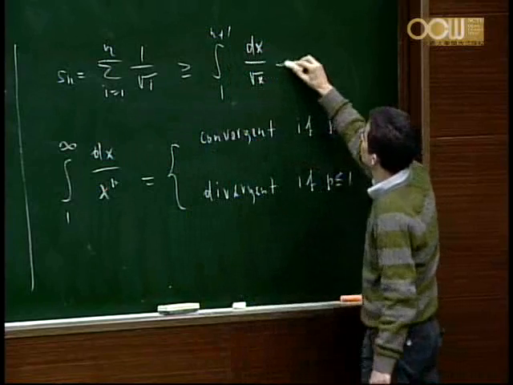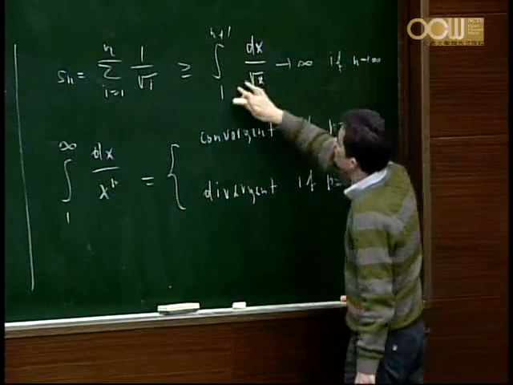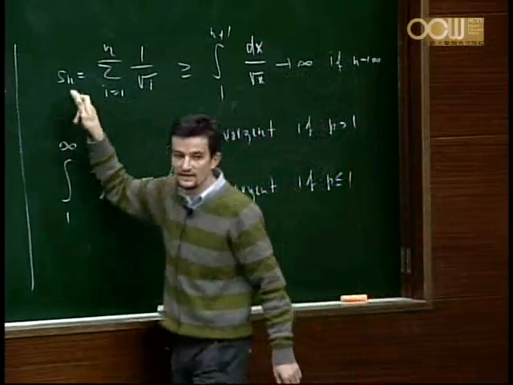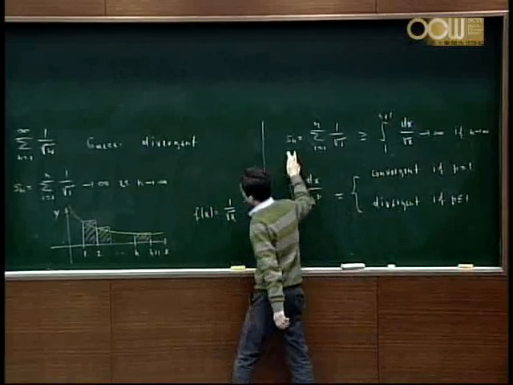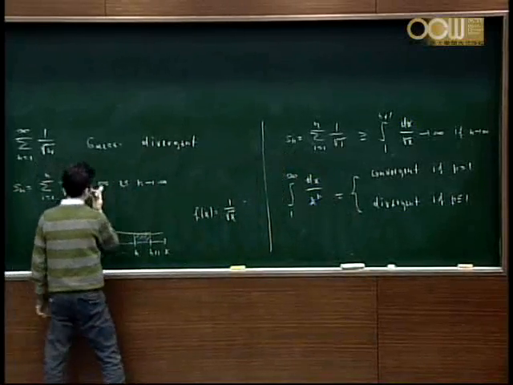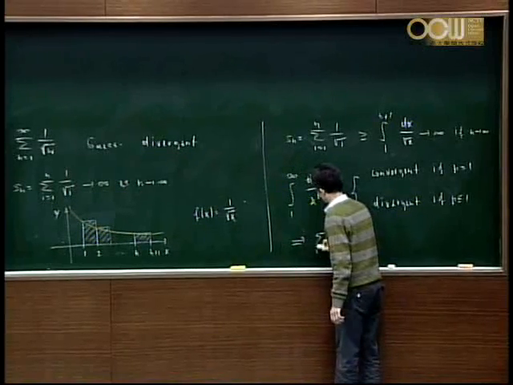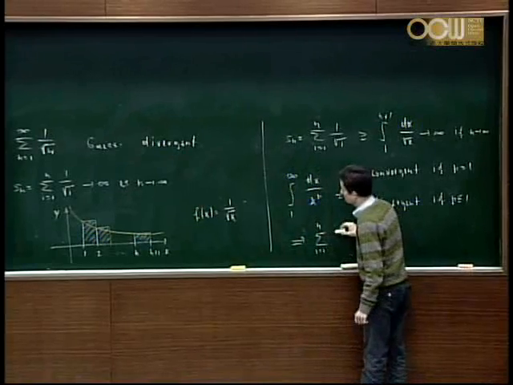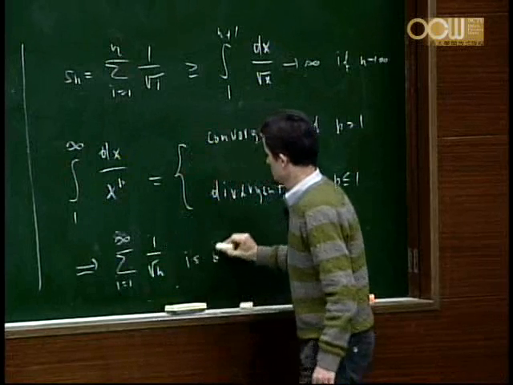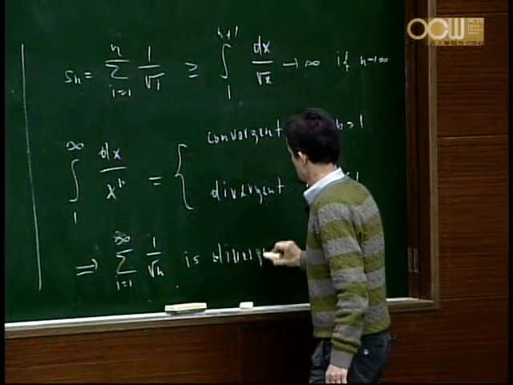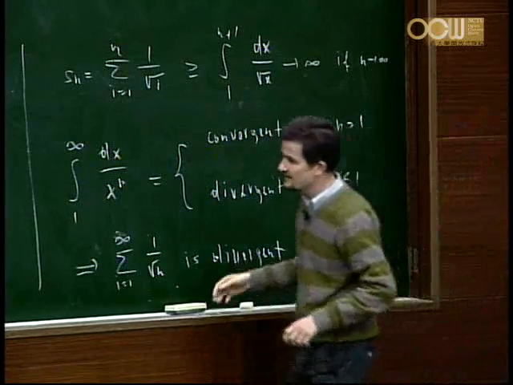Okay, so we know already from last semester that this tends to infinity if n tends to infinity. So the lower bound tends to infinity as n tends to infinity. So Sn goes to infinity as n tends to infinity. And this shows by definition that this series is divergent. So our guess was correct. Okay, so you see this idea is very useful.